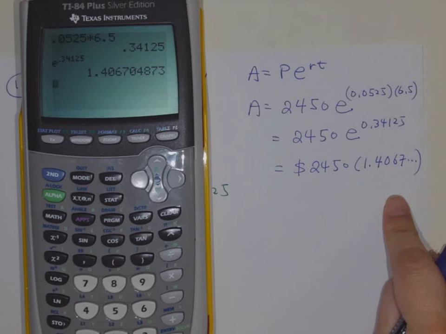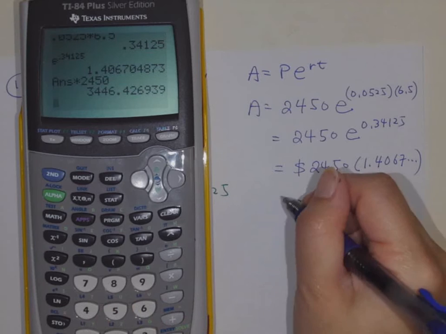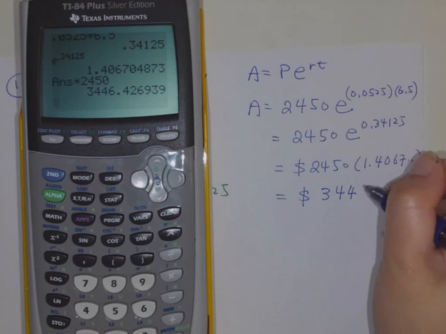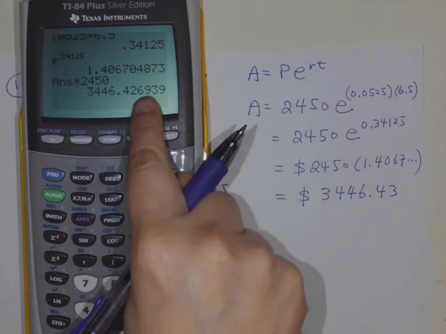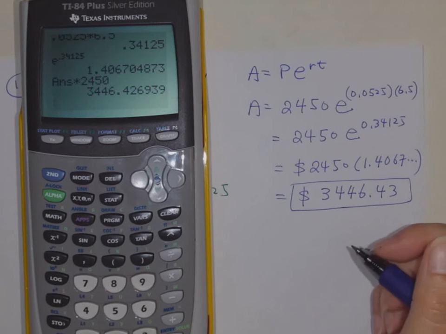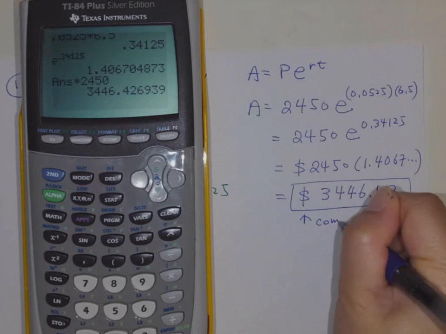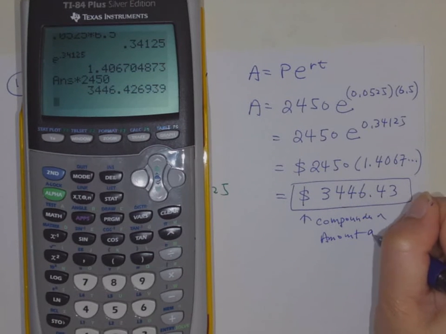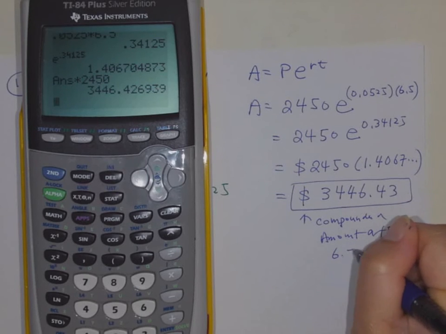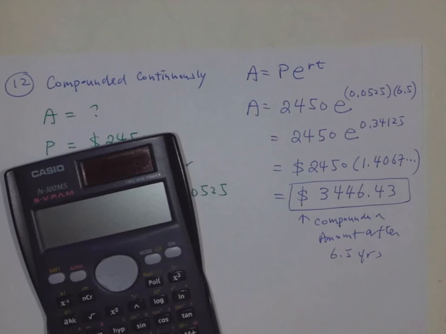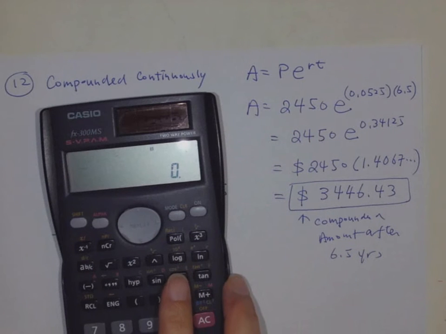So I'm just going to keep that number in there. Just multiply 2450. And then your answer should be 3,446.43 after you round it, right? So that's how much money you will have after 6.5 years. So I'm going to say this is your compounded amount after 6.5 years.